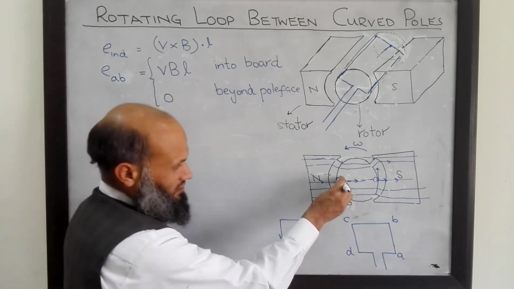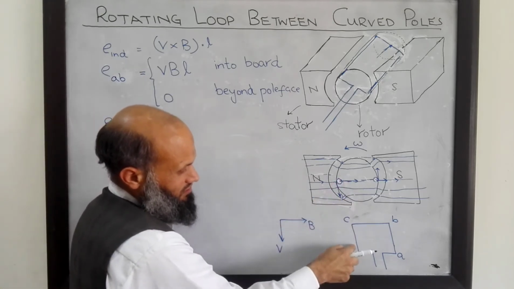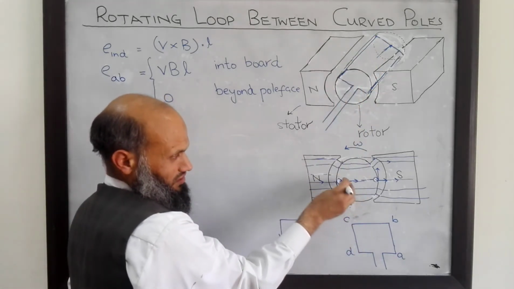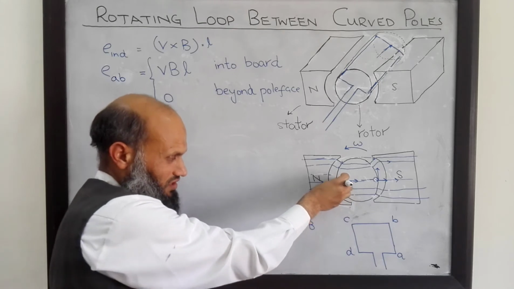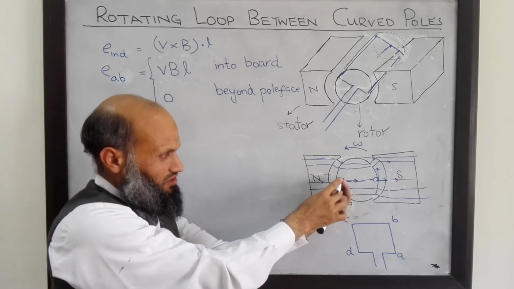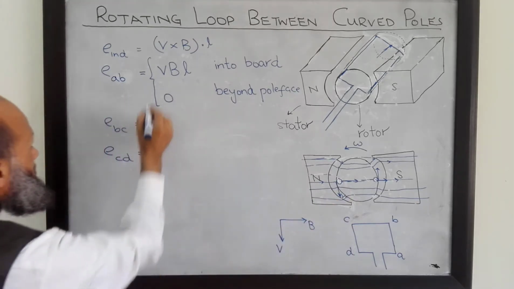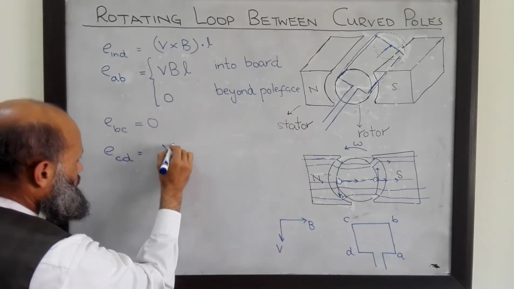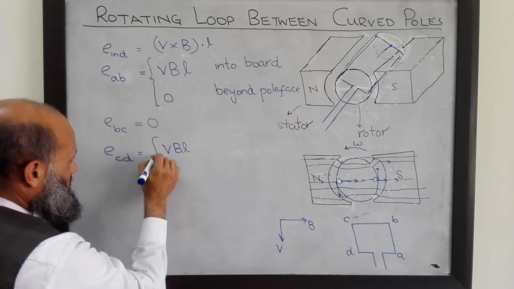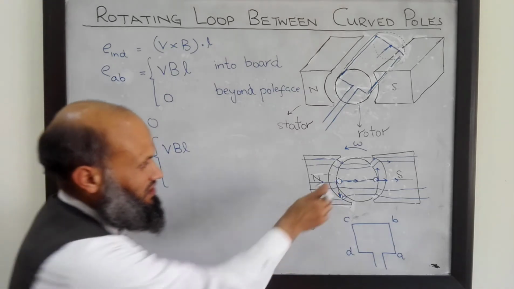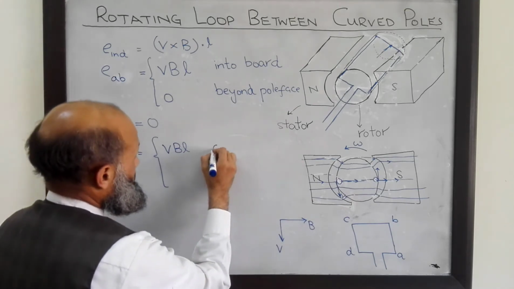And that is parallel to this conductor. This conductor, side CD, over here is like this one. So V cross B is parallel to this length vector. So V cross B dot L is simply equal to VBL, and its direction is out of the board.